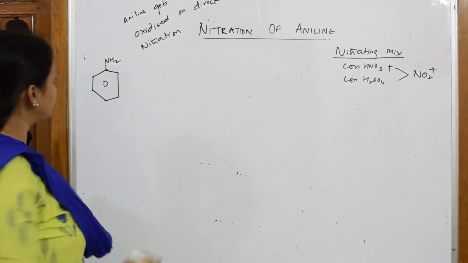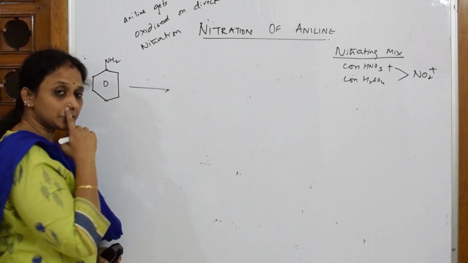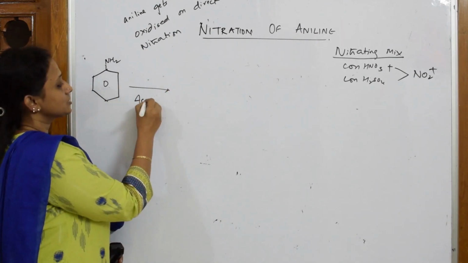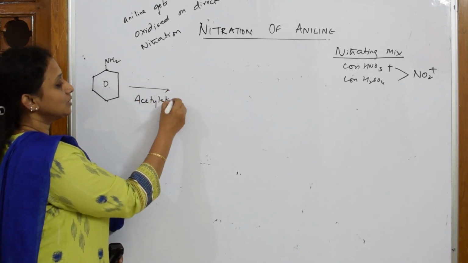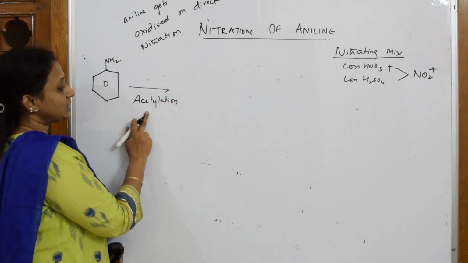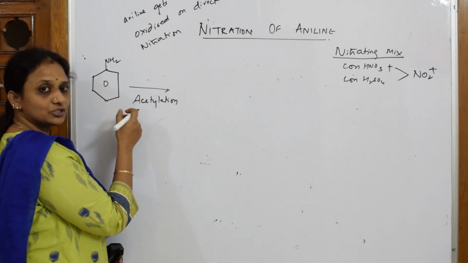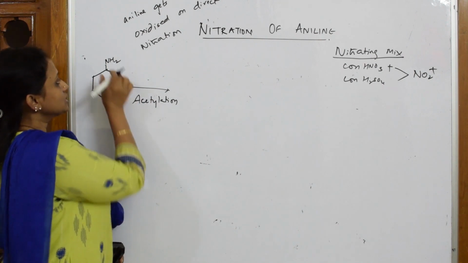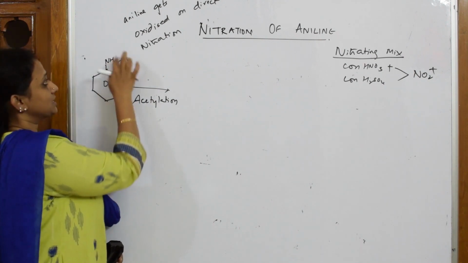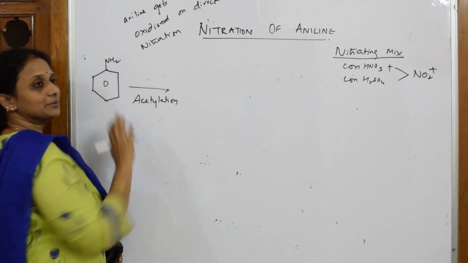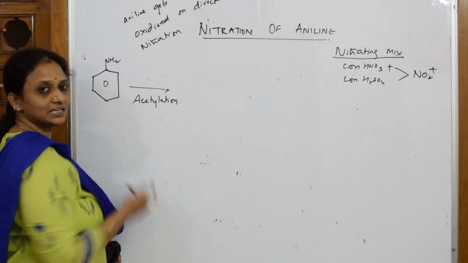That's why what do we do? First we are going to allow it to undergo the acetylation process. This is again the same as the earlier one. Why are we allowing it to undergo acetylation? With acetylation we'll lock the amine. Then I can easily nitrate it.